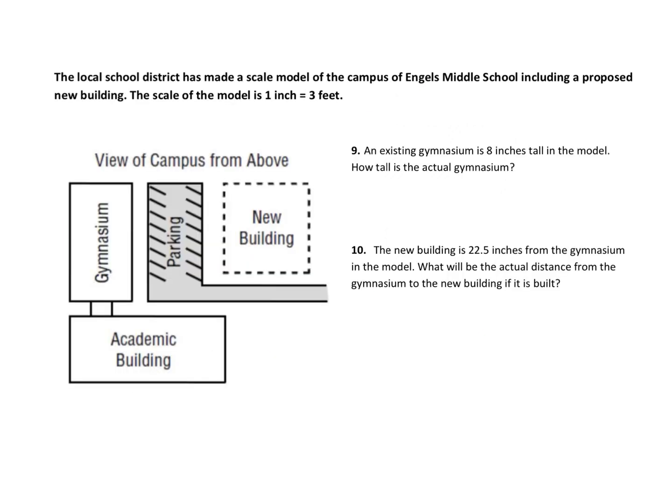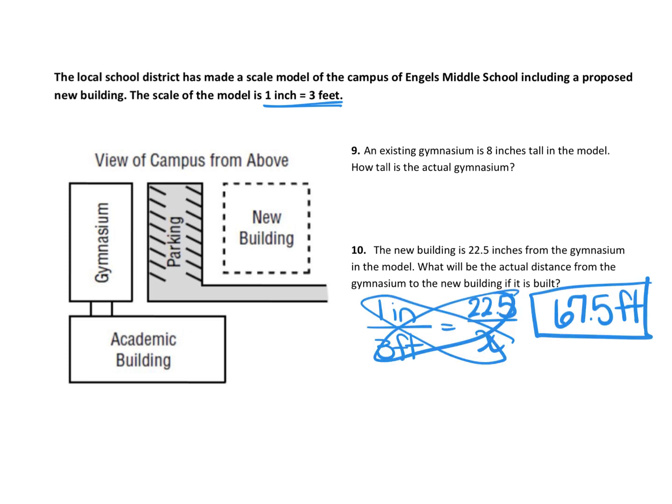All right, so for our last example here, it says a local school district has made a scale model of the campus of Ingalls Middle School, including a proposed new building. The scale model is 1 inch for every 3 feet. All right, so now what I'd like for you to do is to pause the video. I'd like for you to answer questions number 9 and 10, and then you can resume the video when you are finished with those and check your answers.